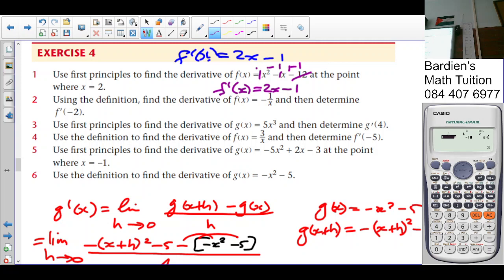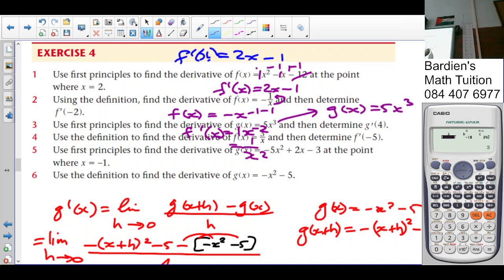But look at number 2. If f of x equals negative 1 over x, I first bring that up, so f of x is equal to negative x to the minus 1. If I multiply the exponent by the coefficient, what's negative 1 times negative 1? 1x. You take 1 away, you get minus 2, which is 1 over x squared. Can you see that, people? And that was the answer we got there.